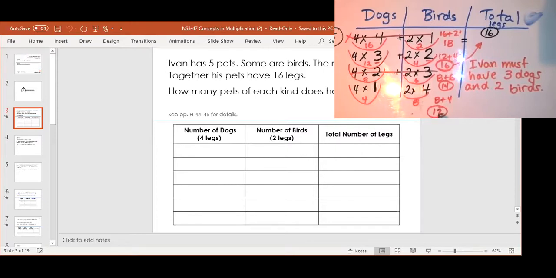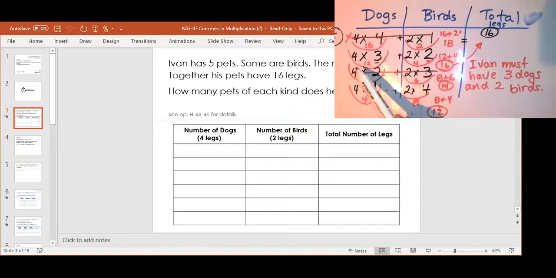So that's not right. The only one that can be right is that Ivan has 3 dogs and 2 birds. Ivan must have 3 dogs and 2 birds. Nothing else worked. So we tried all the combinations. First we wrote down he could have 4 dogs and 1 bird, or he could have 3 dogs and 2 birds, 2 dogs and 3 birds, or 1 dog and 4 birds. We multiplied how many legs each one would have.